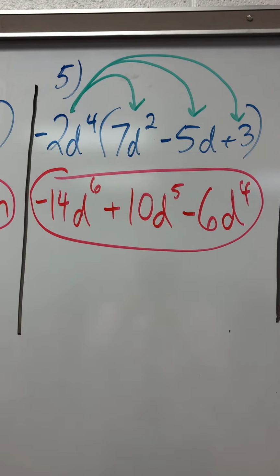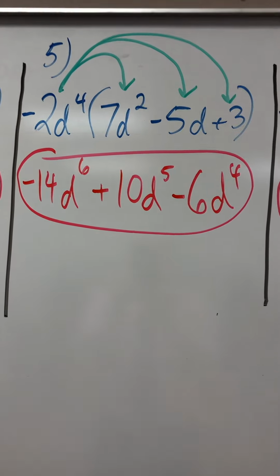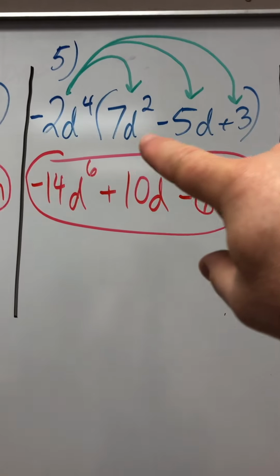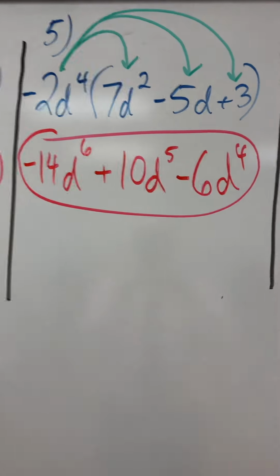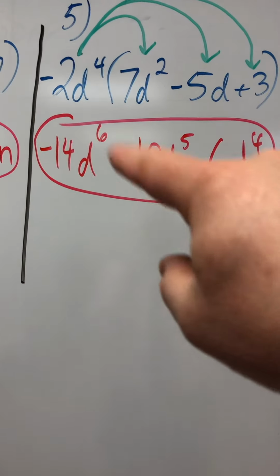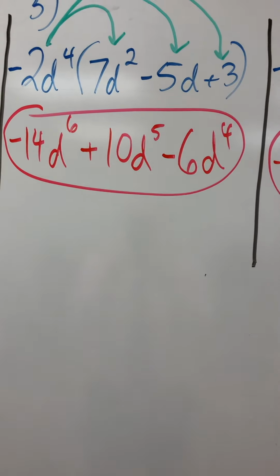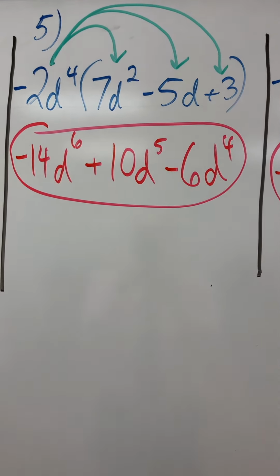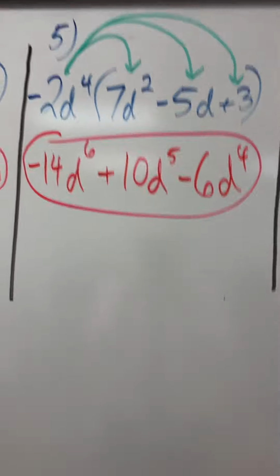Negative 2d to the fourth times 7d to the second minus 5d plus 3. Negative 2 times 7 is negative 14. 4 d's, 2 d's, right? D to the fourth, d to the second. Add 4 plus 2 to get 6. Negative times a negative is a positive. 2 times 5 is 10. D to the fourth times d to the first is d to the fifth. Negative 2 times 3 is negative 6. D to the fourth and no d's just leaves me with d to the fourth. Done.